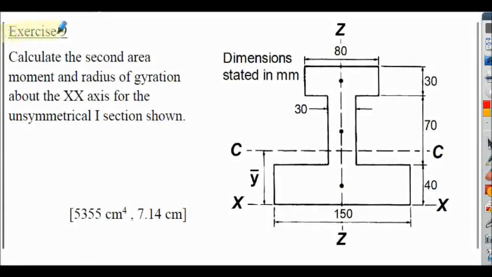I'll leave you with exercise 9 to attempt at your own pace. In a way it's a similar kind of approach to that of exercise 8, but it relates to an unsymmetrical I section. We've got to calculate the second area moment and radius of gyration about the xx axis for this unsymmetrical I section shown on the right. The answers are shown here for the second area moment and the radius of gyration. I will show you a hint on the following slide for your reference.